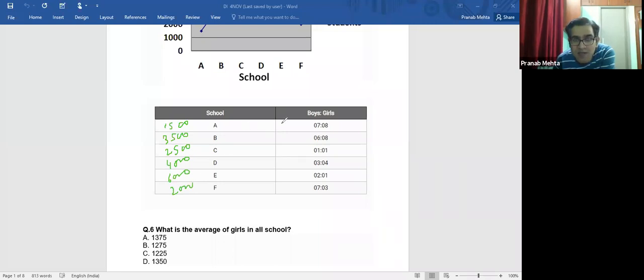Now this has to be distributed in boys and girls. Look here, it's very simple logic. 8 plus 7 is 15. Here also 15. So I know we are talking about 700 and 800. 8 plus 6 is 14. So basically 3,500 divided by 14x.